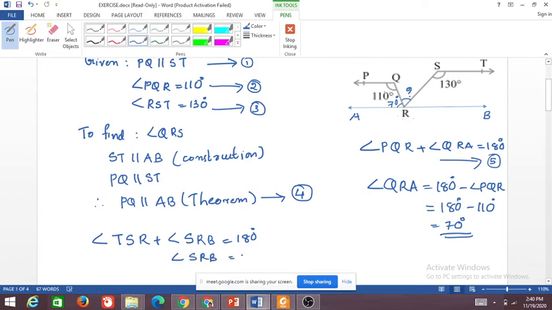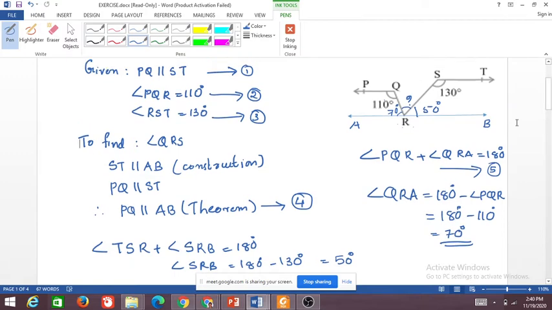Angle SRB is equal to 180 minus 130. Yeah, so that is? 50, ma'am, 50 degrees. Yeah, that is 50 degrees. So you got this angle to be 50 degrees. Now can you tell me how to find angle QRS? Tell me how to find.